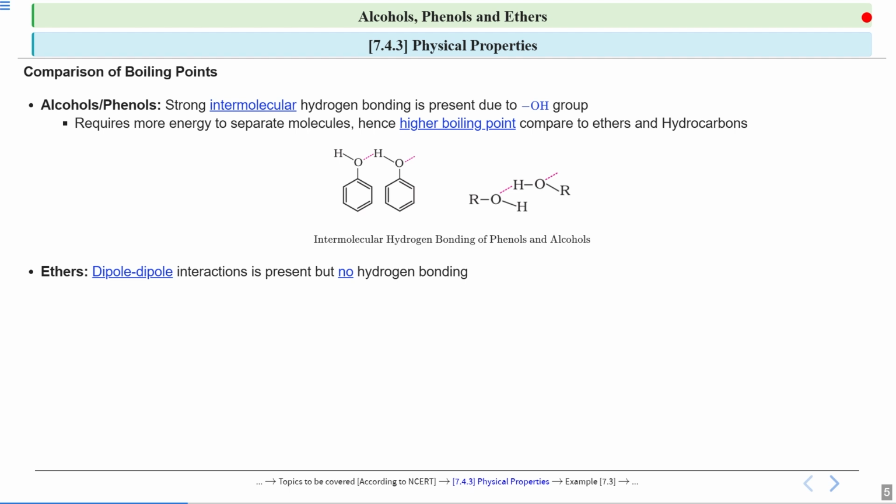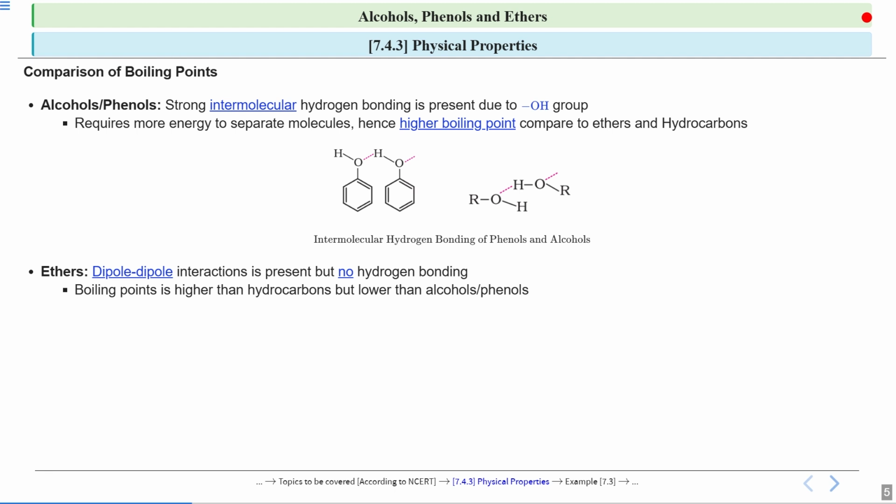So in ethers, there is no hydrogen bonding because you don't have a hydroxyl group present in ether. But you have a C-O single bond present in ether, which is polar in nature. Because of that C-O bond, there are dipole-dipole interactions. But these dipole-dipole interactions are weaker than strong hydrogen bonding. Since these are weaker, you have to provide less energy for the molecules to get separated, meaning to get boiled.